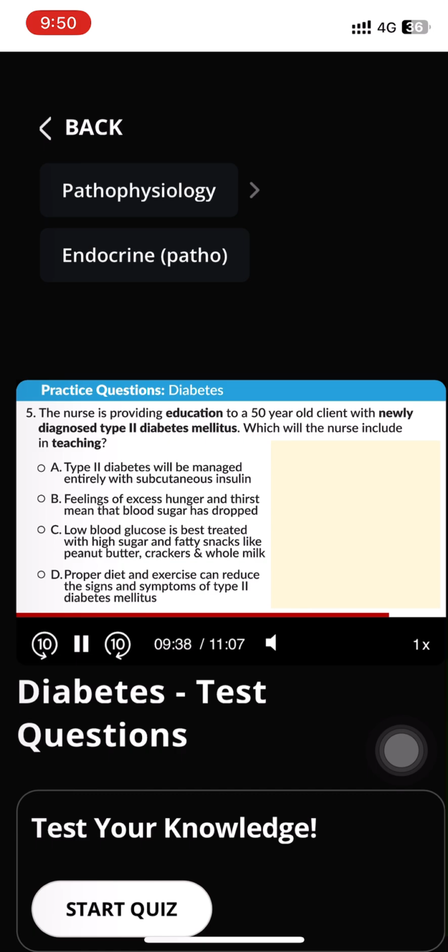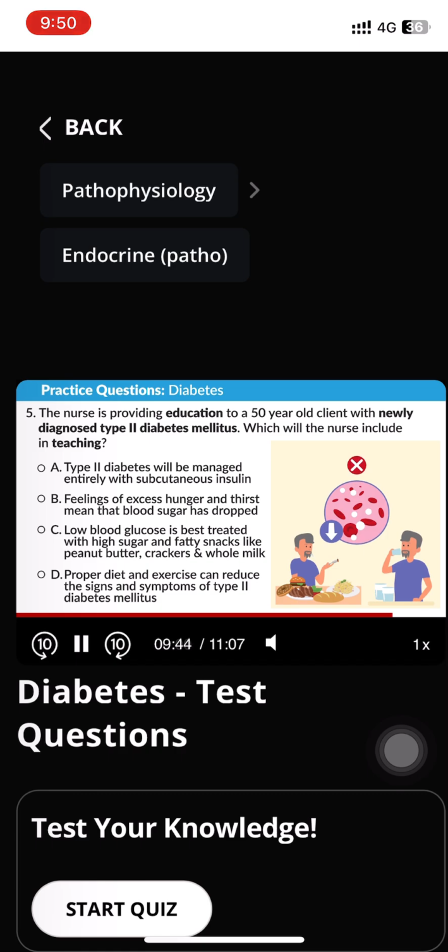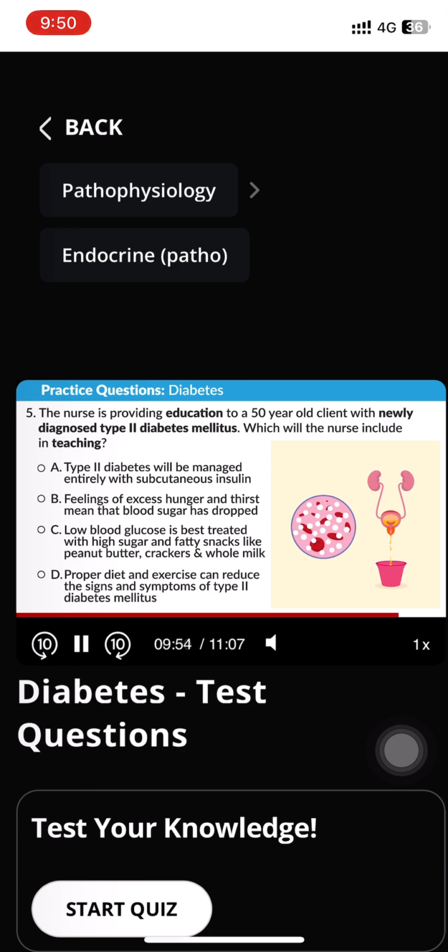And option B, feelings of excess hunger and thirst mean that blood sugar has dropped. No, totally incorrect. This typically means blood sugar has increased and not dropped, resulting in hyperglycemia, causing the body to desire fluids to dilute that high sugar inside the blood as well as the body trying to urinate it all out from the body and into the potty.